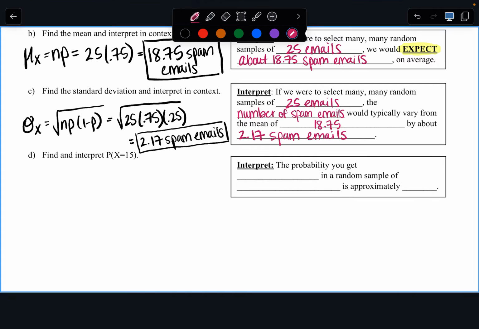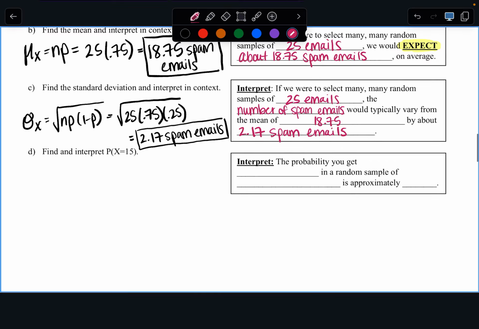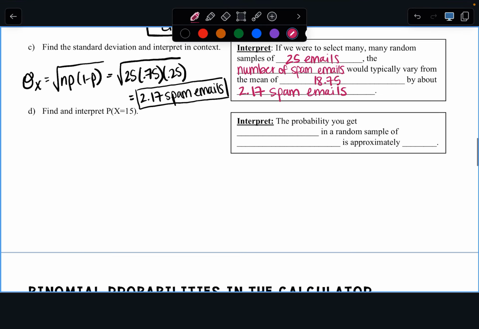I tried to make these prompts as general as possible, with the blanks being what you would fill in for the context of the question. So anytime you see things that ask you to interpret mean and standard deviation, you can take this and just plug in: what are my numbers? What is the context? What is my sample size? Now, for the last part, it is just a general calculation. Find the probability that X is equal to 15. Now, we said that X was the number of spam emails.